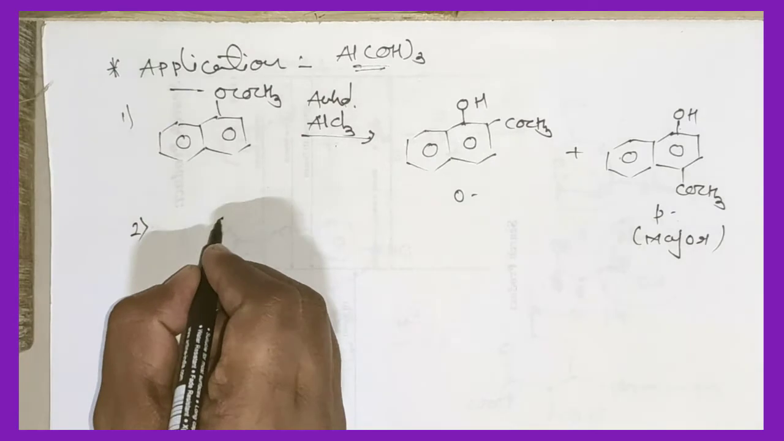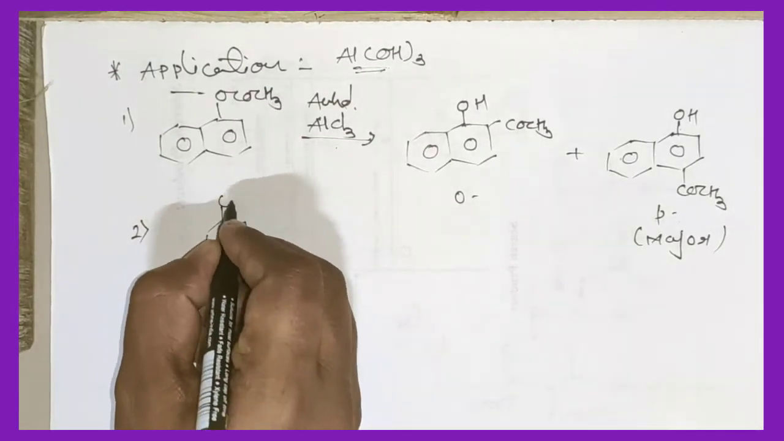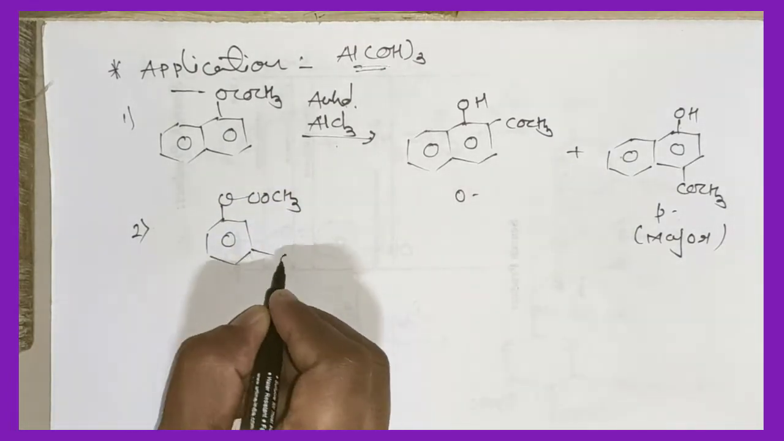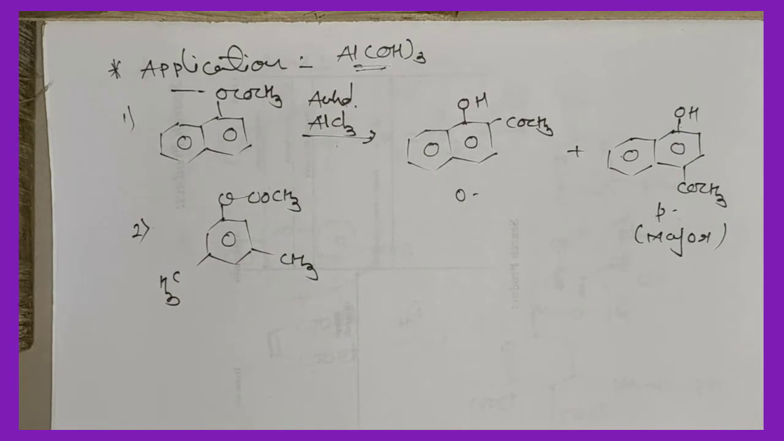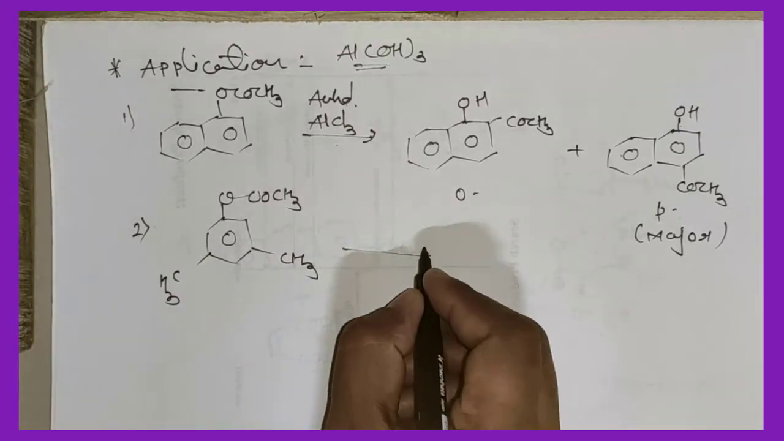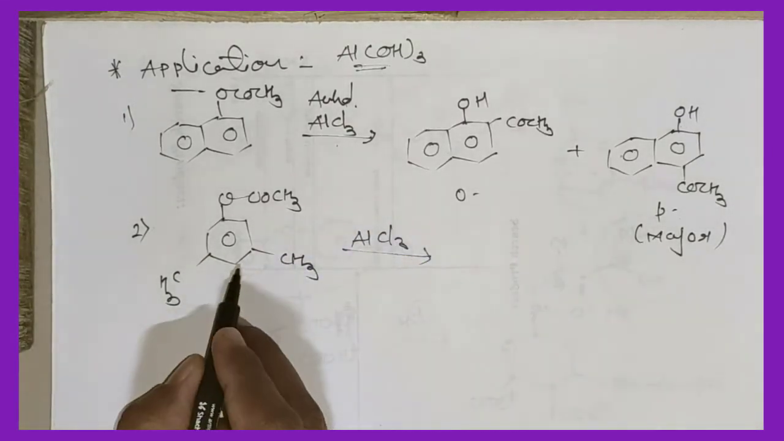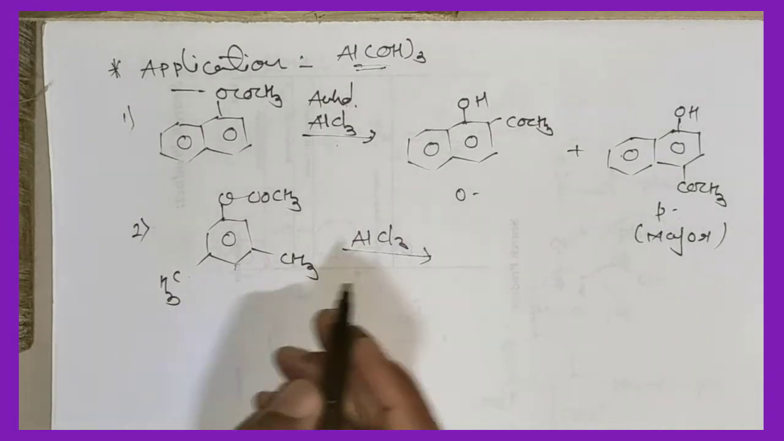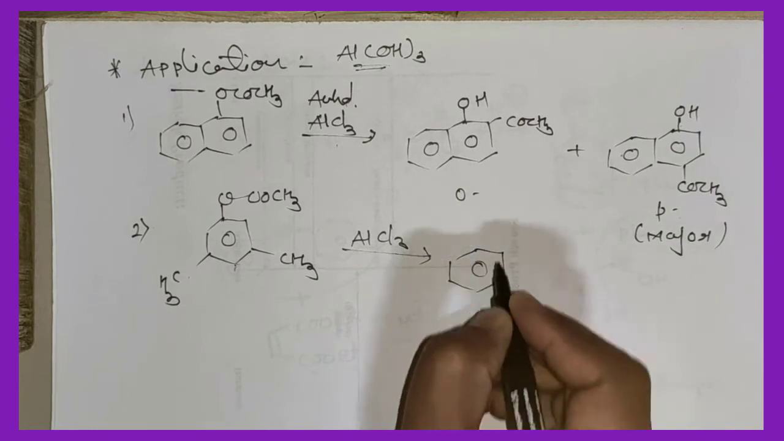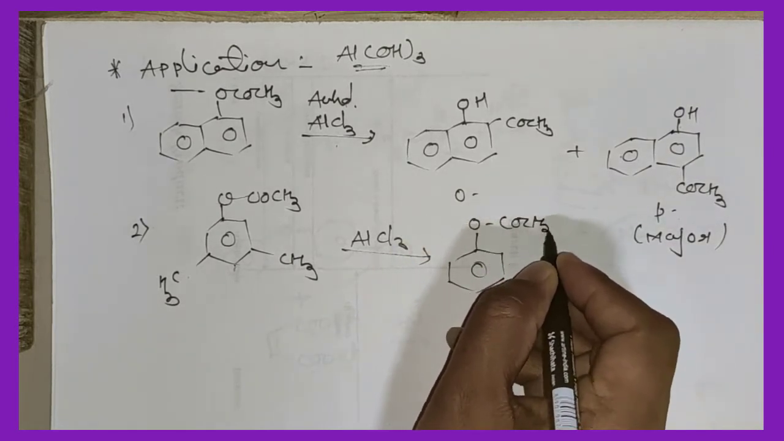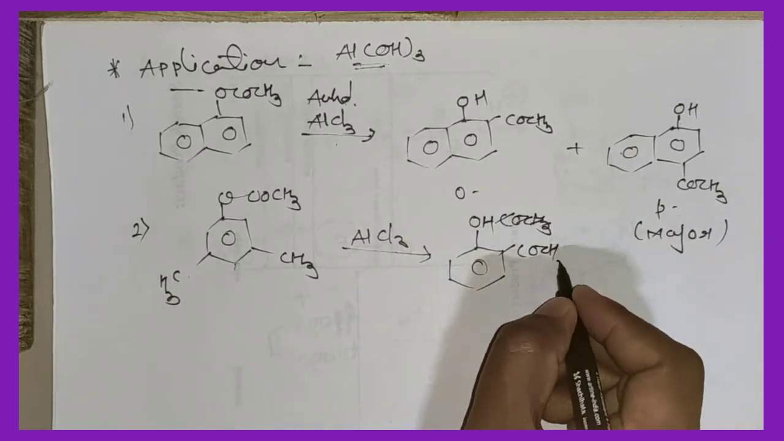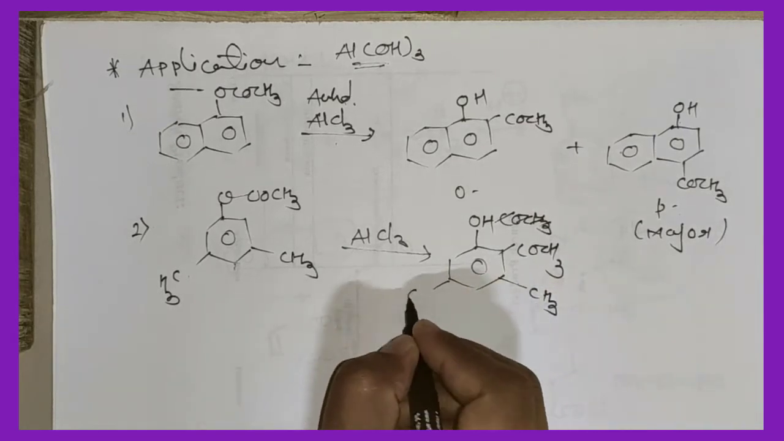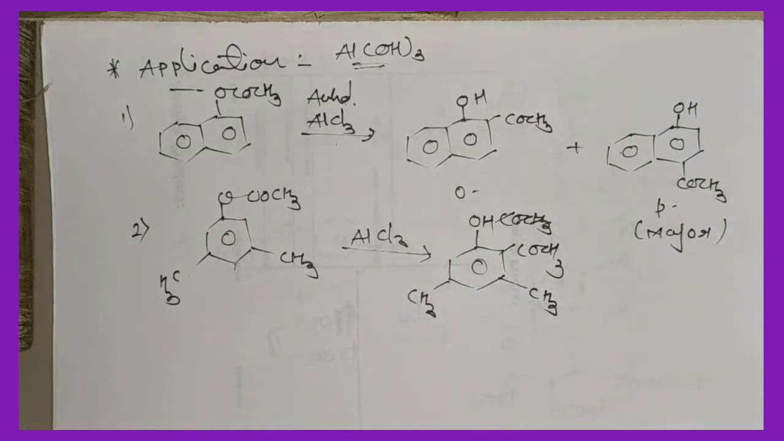Let me take one more example. Suppose at both meta positions a methyl group is there, then due to the presence of these two bulky groups near the para position, only the ortho product is formed as a major product, or we can say that only the ortho product is formed here. Here H and here COCH3, the remaining two methyl groups as they are. So here only the ortho product is formed. Clear?